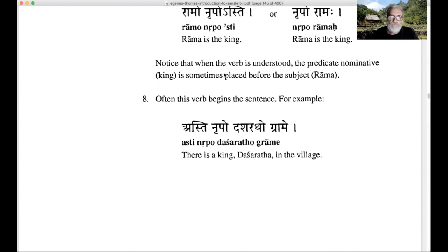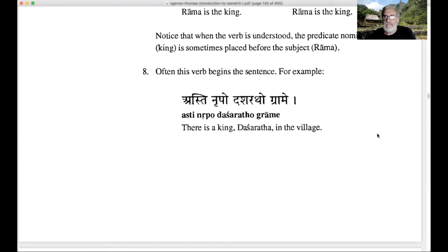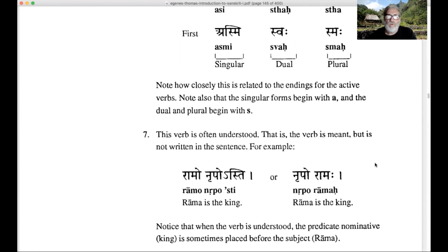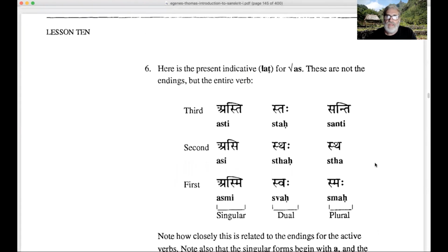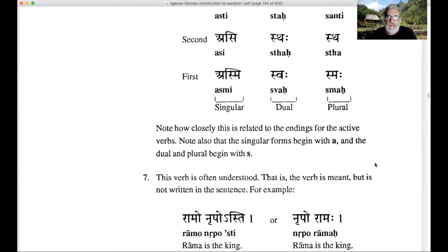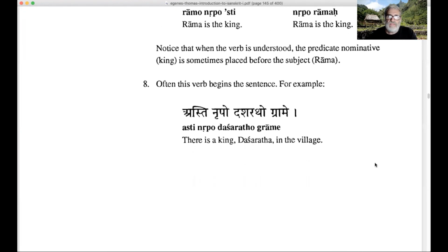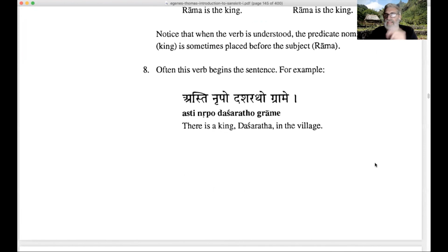So often this verb begins a sentence. What verb are we talking about? We're talking about the verb to be in the present indicative lat conjugation, the present indicative tense of the verb to be, as. So often this verb begins a sentence.